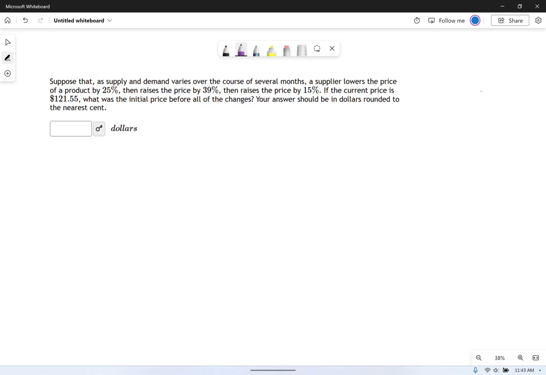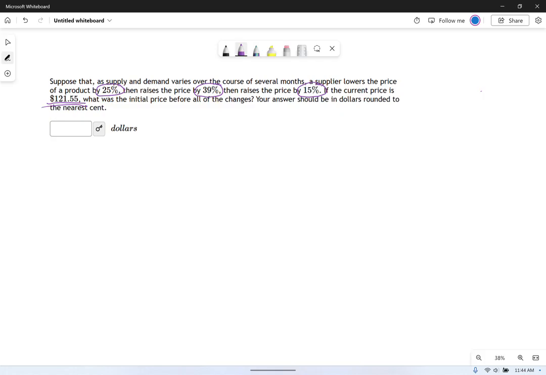In this problem, I'm told that a product costs $121.55 after a series of changes to the price happens. First, the price was lowered by 25%. Then it was raised by 39%. Then it was raised by 15%. And finally, what we ended up with after all those changes was $121.55. The question being, what was the initial price?